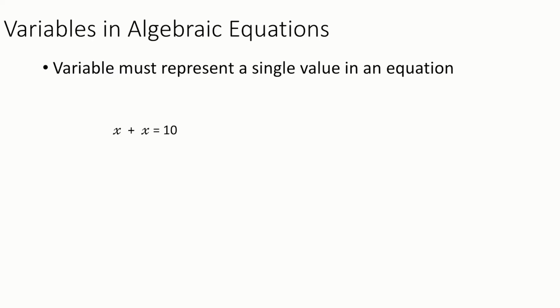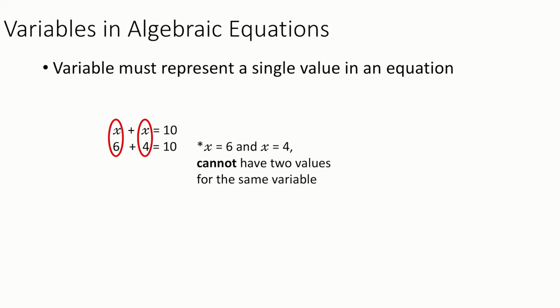One key aspect of a variable is that even though it represents an unknown, that unknown can only have one value. If you're using x twice in an equation, that x needs to represent the exact same thing both times. So in an equation like x plus x is equal to 10, you can't say that one time x was equal to 6 and the other time x was equal to 4. This doesn't work out. They can't take two different values. So the only way you could solve this equation is by saying x was 5 both times. So 5 plus 5 is equal to 10. That's the only way that can work.